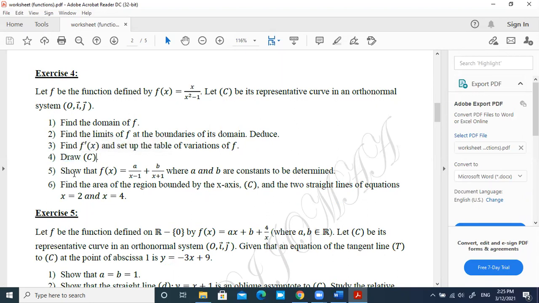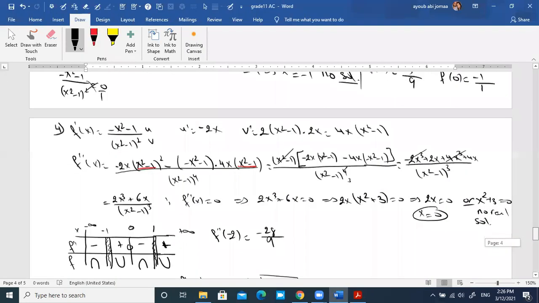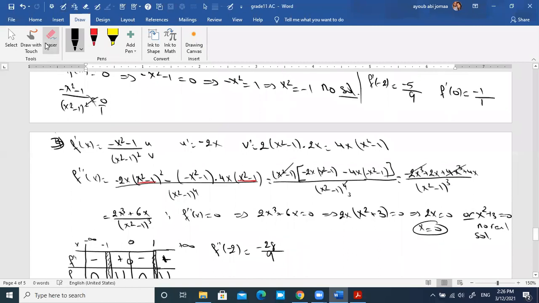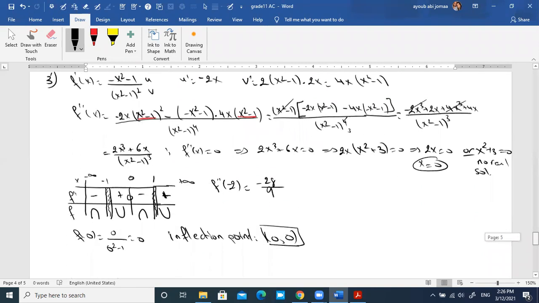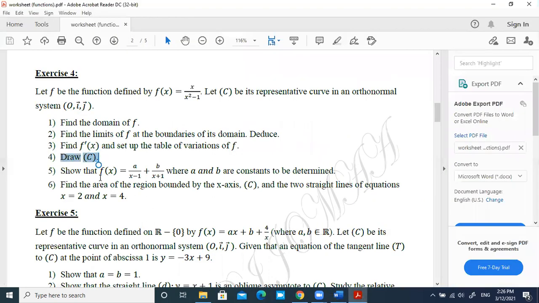Study the concavity. Okay, draw the curve C. Part 4, let's call this 3 prime, the derivative of 3. Okay. Part 4: you have to draw the curve C.